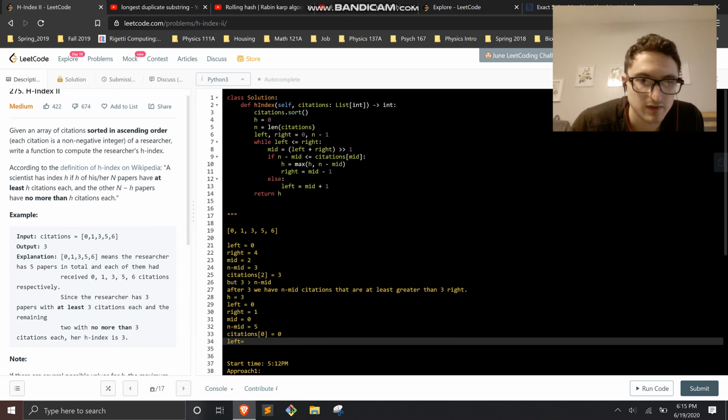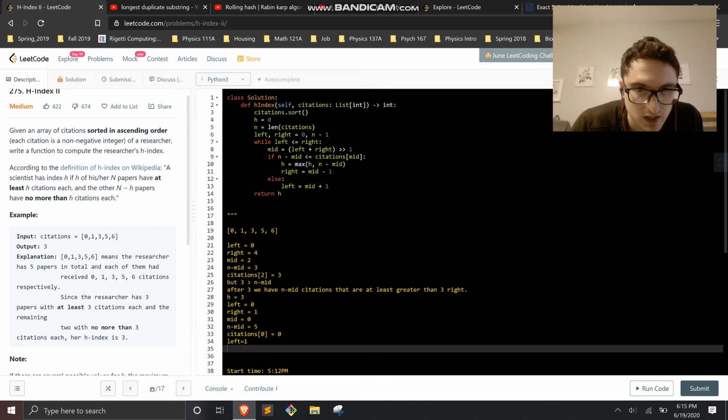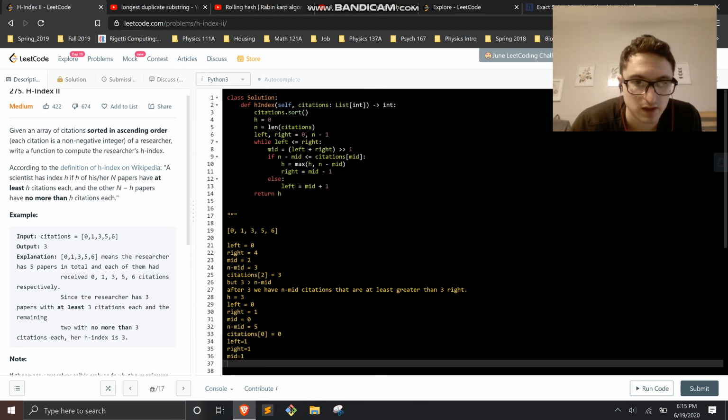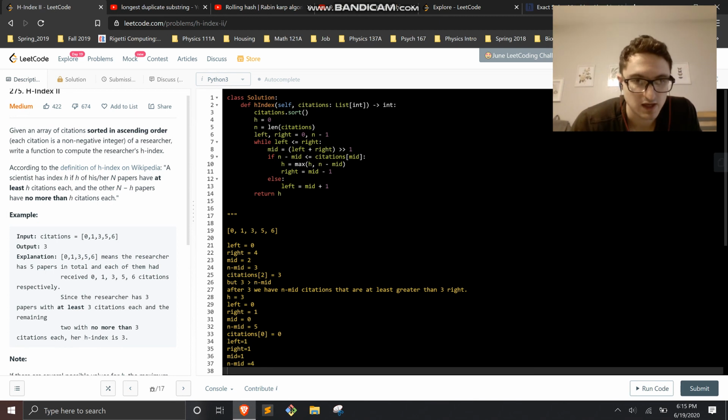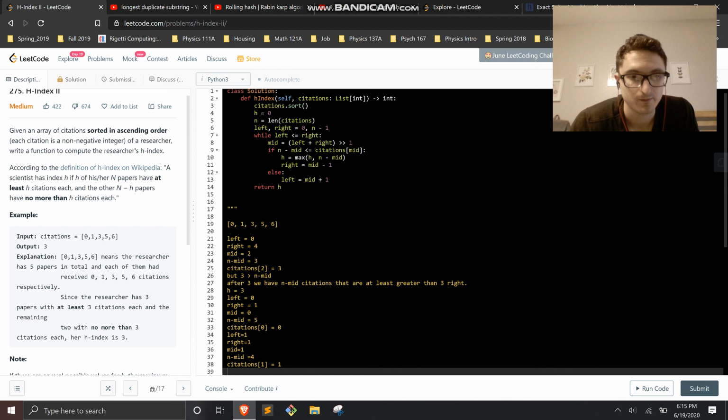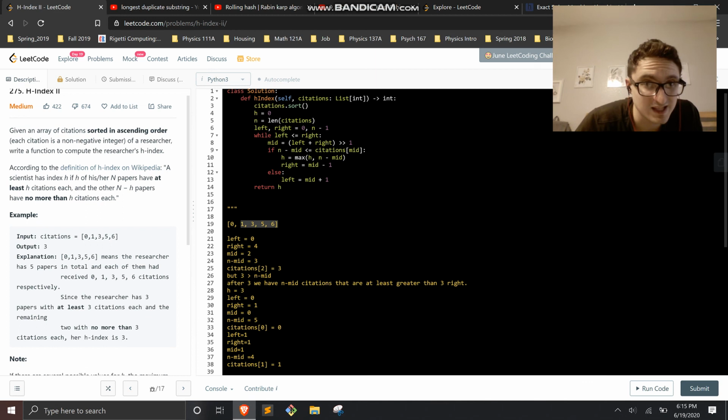So we get left equals 1, and right equals 1. So mid is equal to 1. N minus this mid is equal to 4, but again, the citations at 1 is equal to 1, which is less than 4. So of course, we cannot have 4 elements in the array with at least 4 citations, because we have one here that is less than 4.